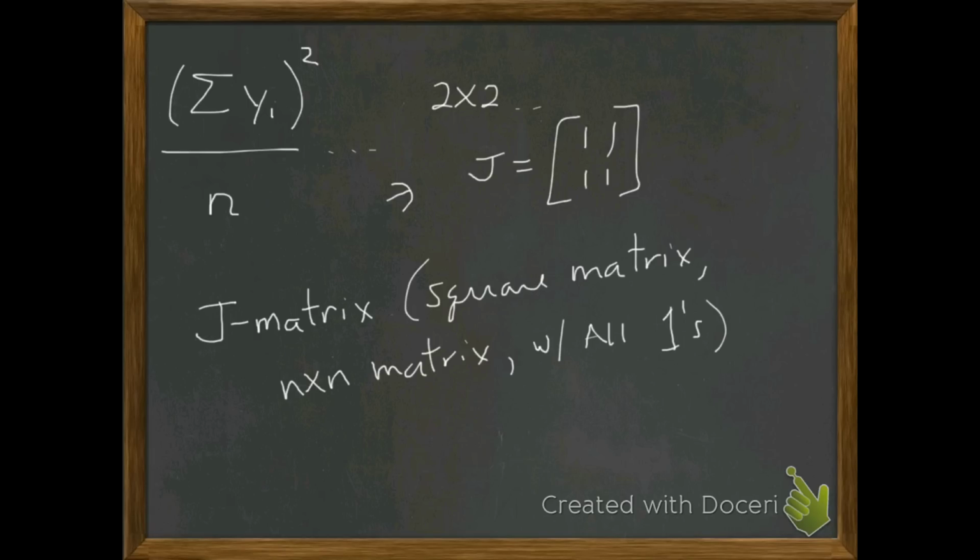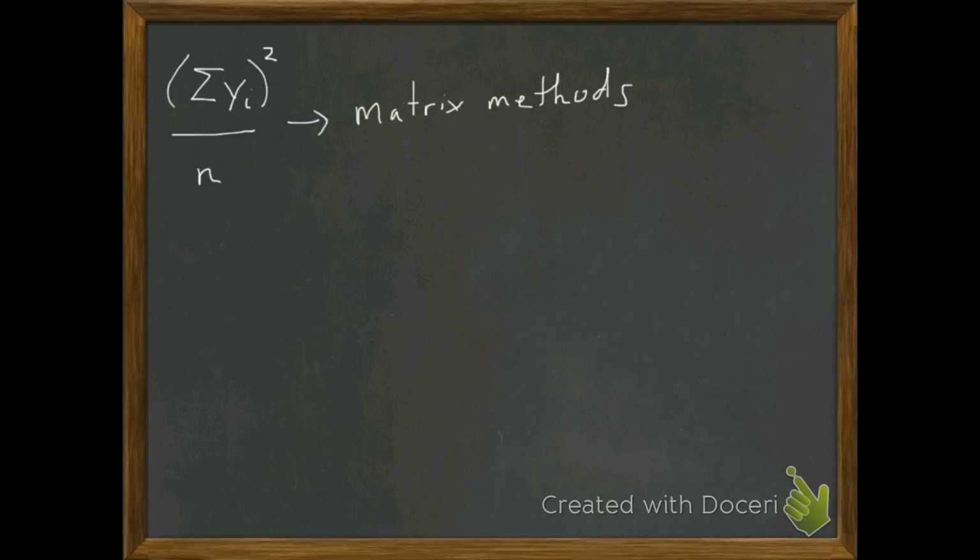So what I need to do here is bring this into matrix methods. And it turns out that we can look at this as 1 over n times y transpose J times y.